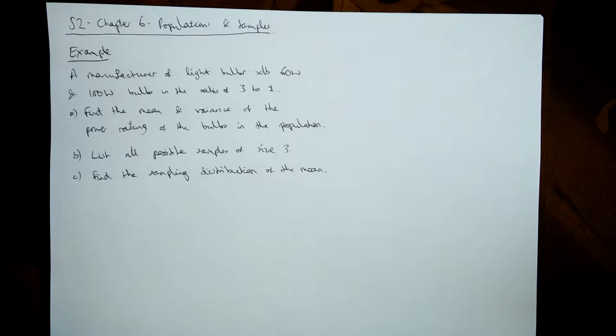Hello and welcome to this S2 chapter 6 video on populations and samples. This is the third video in this chapter, and in this video we're looking at an example. We're trying to put into practice some of the things we learned about in the second video, so in particular things like population parameters, calculating those, listing samples, and in particular trying to work out sampling distributions. So let's look at this question together.